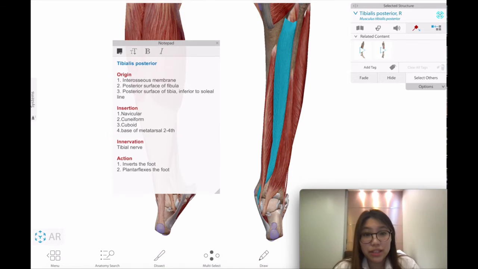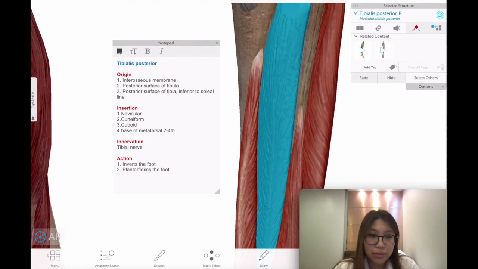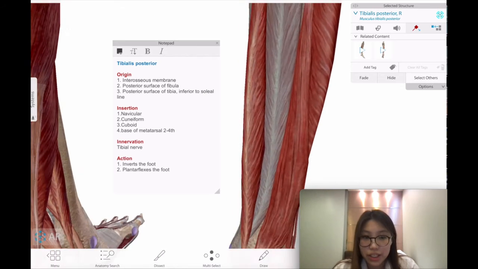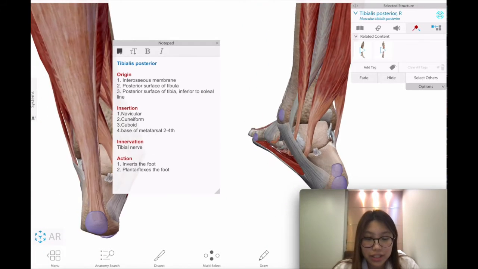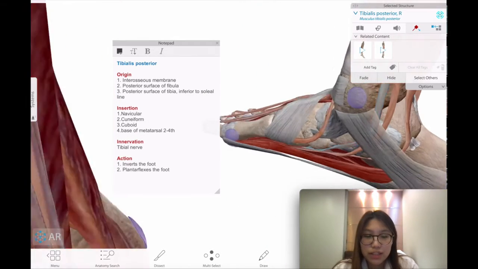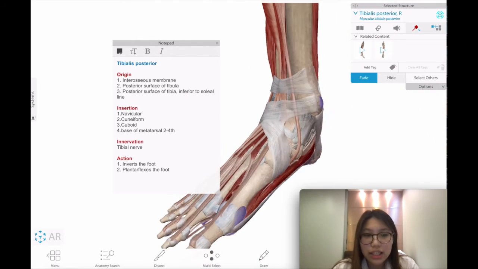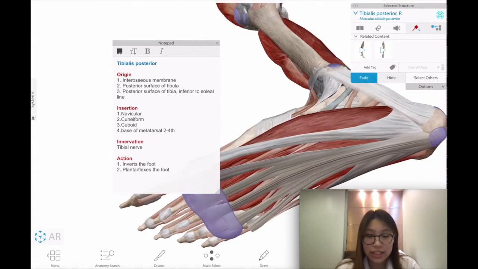The tibialis posterior originates at the interosseous membrane, the posterior surface of the fibula, and the posterior surface of the tibia inferior to the soleal line. The insertion is at the navicular, cuneiforms, cuboid, and the 2nd to 4th metatarsal bases. The innervation is the tibial nerve, and the action is to invert the foot and plantar flex the foot.